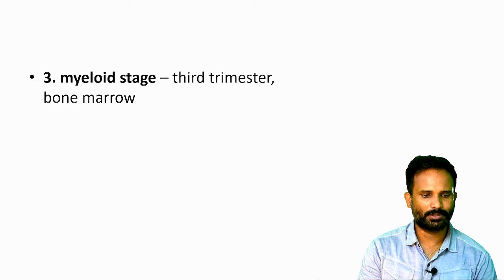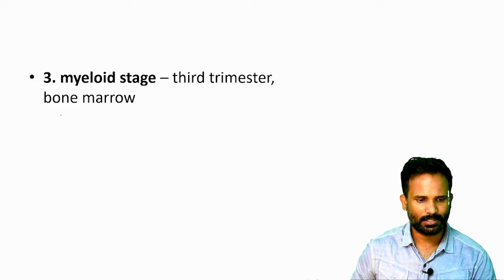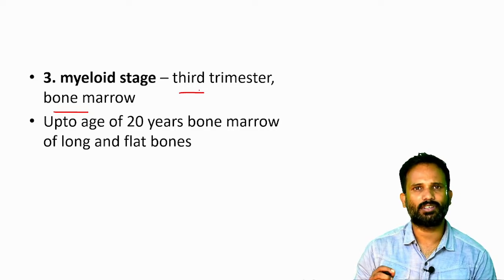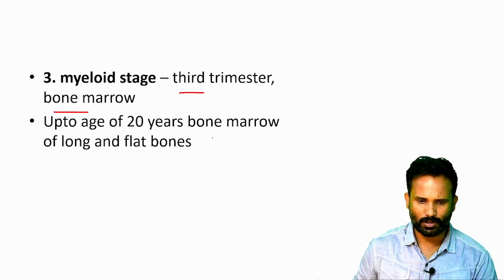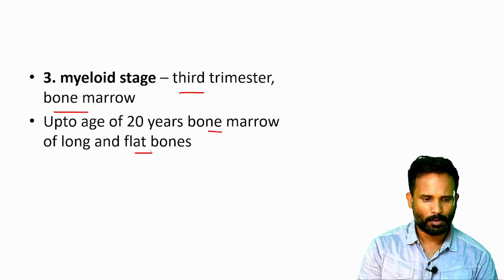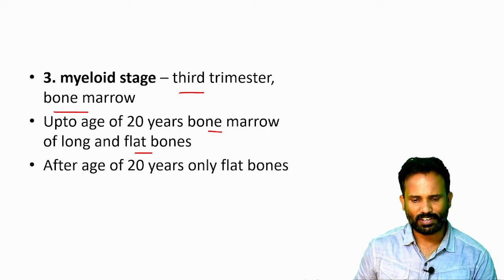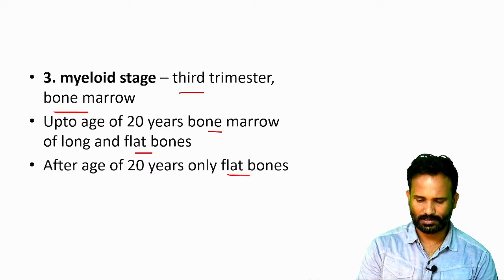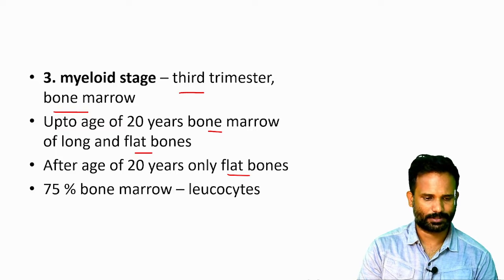And coming to the myeloid stage, that is nothing but the bone marrow, which starts from the third trimester. Up to the age of 20 years, the bone marrow of long bones as well as flat bones will produce RBC. After 20 years, it is only flat bones like the sternum, skull and the iliac crest that will produce the RBC.